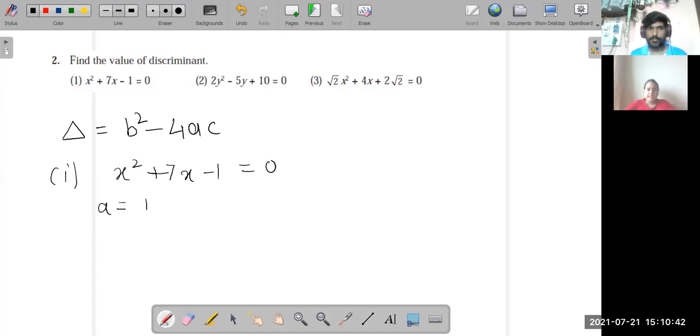A is 1, B is 7, and C is minus 1. So you just substitute this in the formula, b square minus 4ac. So that is 7 square.